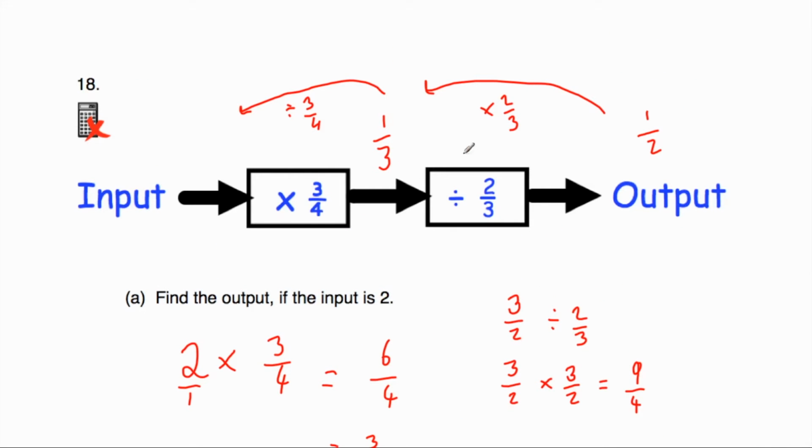And we could check our answer. If we took our 4/9 and multiplied by 3/4 and divided by 2/3, we would hopefully get a half. Okay, let's have a look at question number 19.